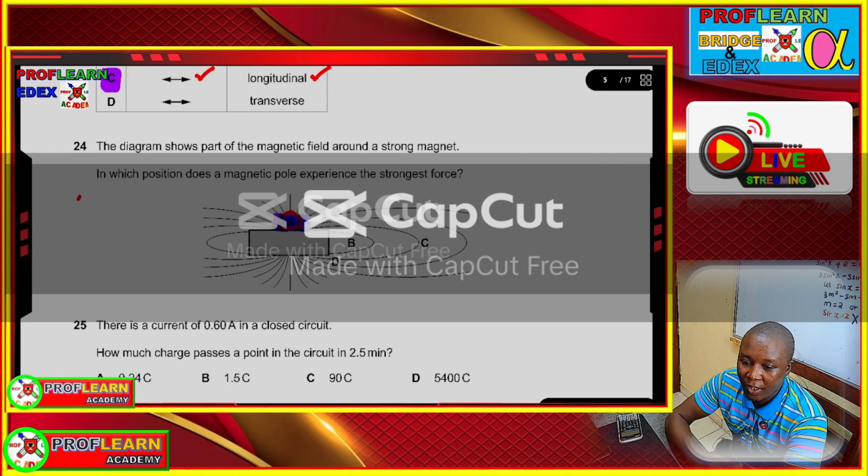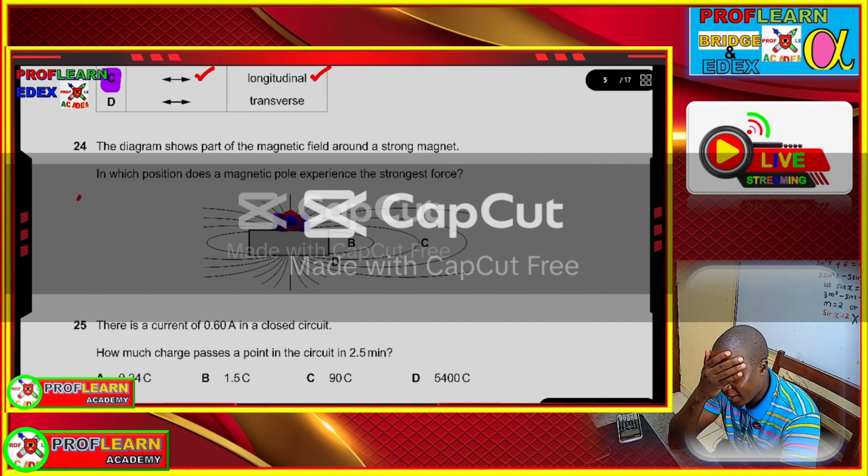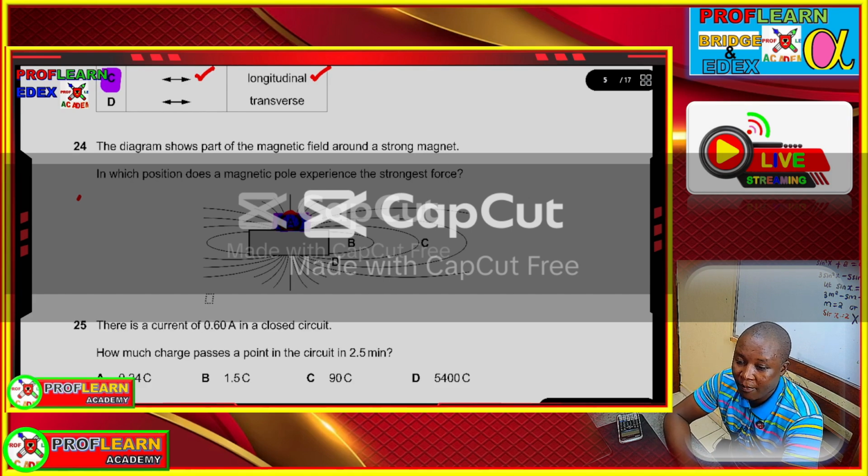Where we have the strongest magnetic field is where the field lines are very close, and that is A. And at point C, we have the weakest field in that region.